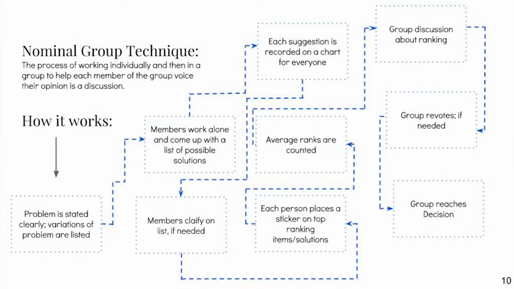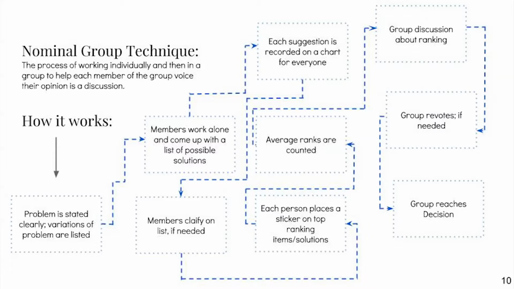One way of dealing with several different ideas on the resolution of one single conflict is the nominal group technique, which is a process where everybody gets an equal say in the discussion and the decision. What we have here is the nominal group technique chart, and this is how it works.